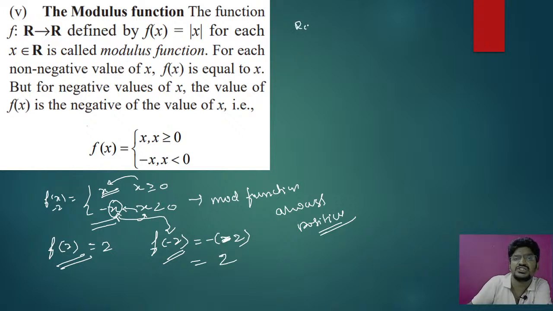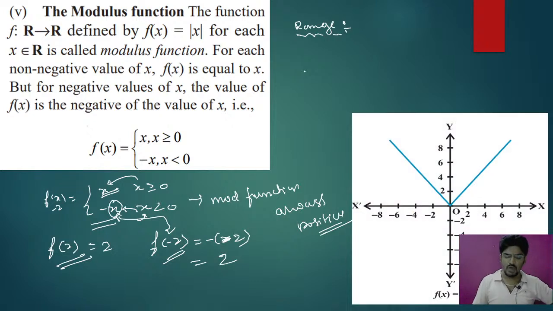So now going for range. What is range? Domain you know, codomain you know. Domain is the real number set, codomain is the real number set. Range I want. What is the range? And this is the graph of the modulus function. So now with this modulus function, you can tell me the range.